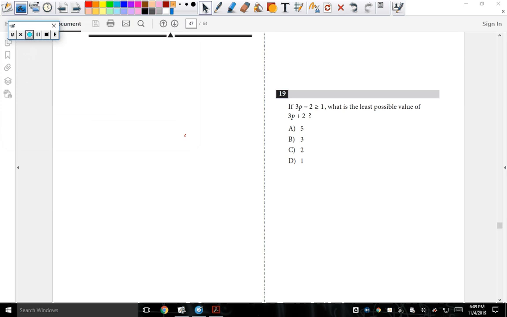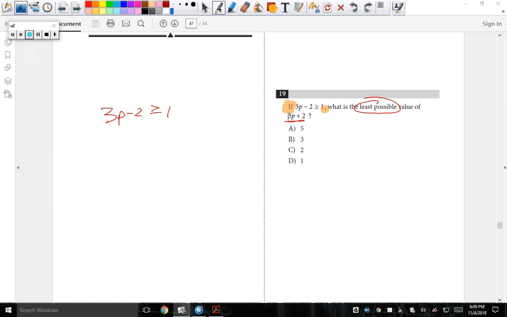So number 19, we'll go ahead and go through. It is solving this for a least possible value. First of all, again, when you see an "if" and a comma, you should always try to solve for the pieces that exist between those. So we have 3p minus 2 is greater than or equal to 1.